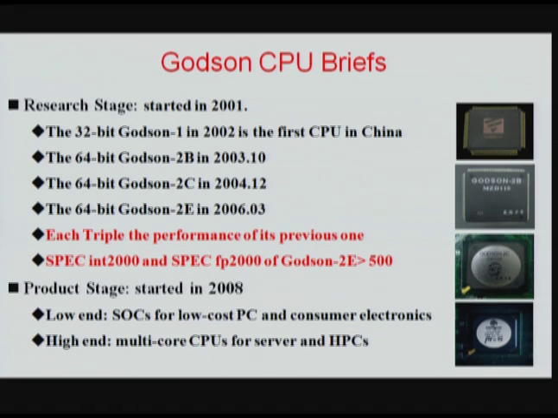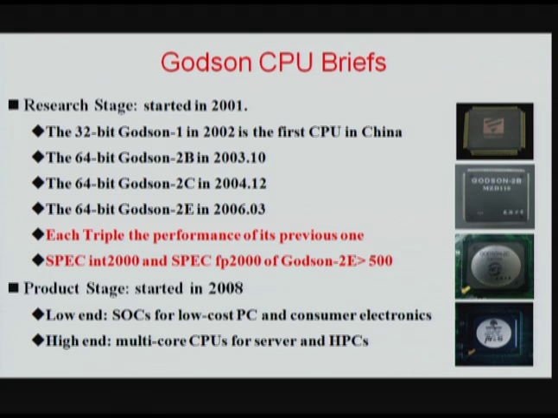Godson CPU, we started research in the year 2001, and we had Godson 1 in 2002. Then after that, we have 2B, 2C, and 2E, each tripling the performance of its previous one. All of them are prototypes, none of them are products. But at the end, in 2002E, we reached SPEC CPU 2500. Then we start the product stage.